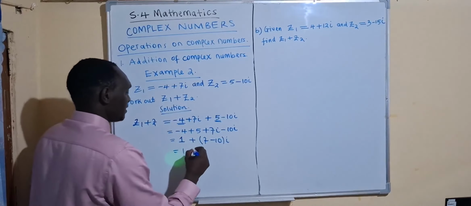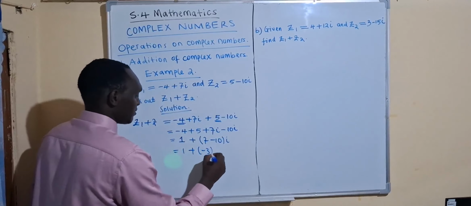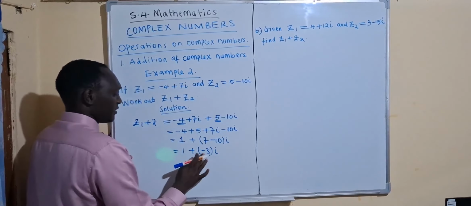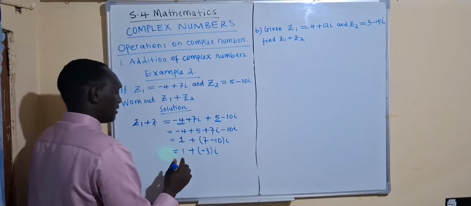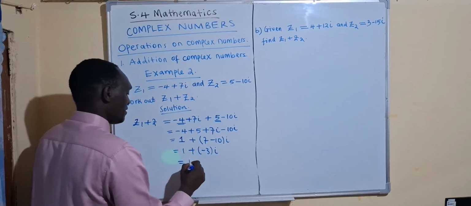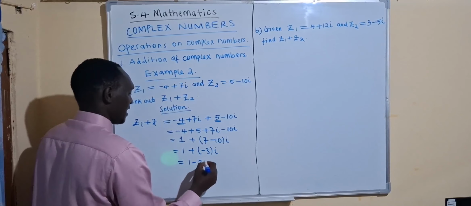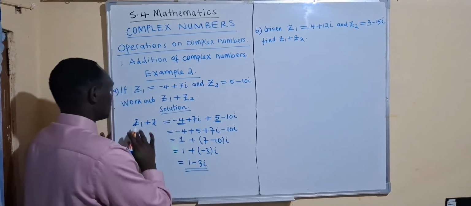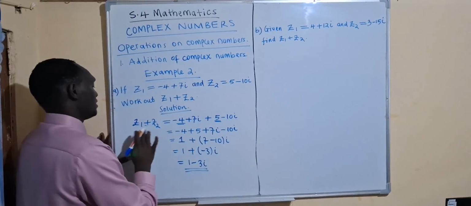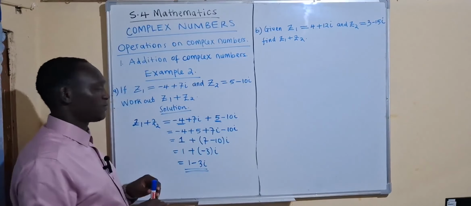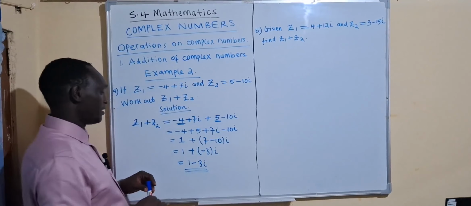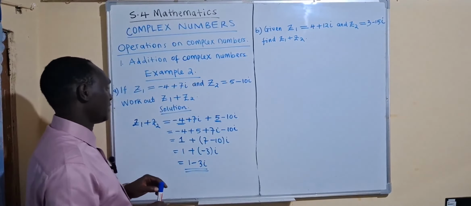Now that negative 3 is in the bracket, this negative 3 will affect the positive to become negative. So here we shall have 1 minus 3i. So the solution to the addition of these two complex numbers, z1 and z2, is 1 minus 3i.